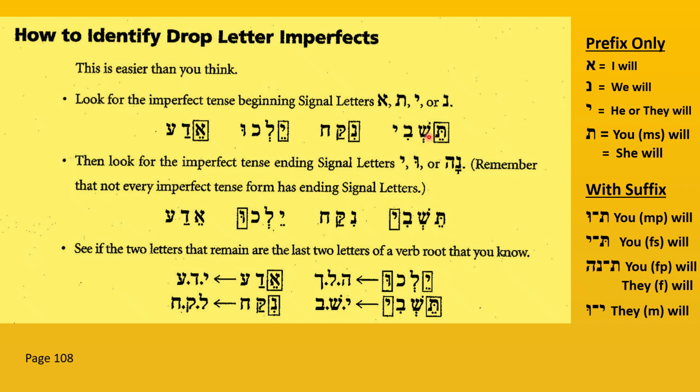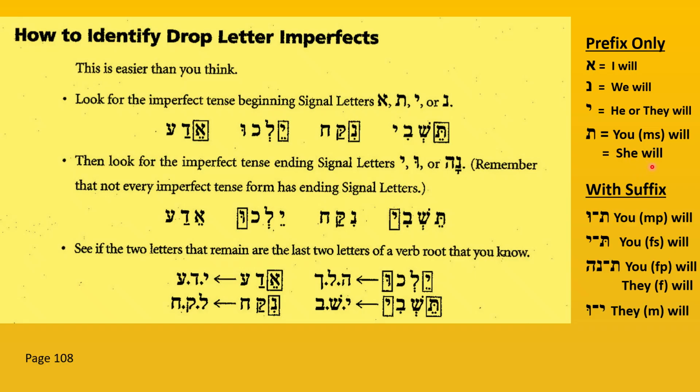So under prefixes, there are 4 letters that you have to know. And if you begin to think about this pattern, then it's pretty simple. Aleph is always going to be I will. Nun is always going to be we will. Yud will have a plural form, but Yud is always he, or the plural of he, which would be they. So he or they will, if there's a suffix, but Yud by itself is simply he will. And Tav by itself is you will. Okay, primarily.